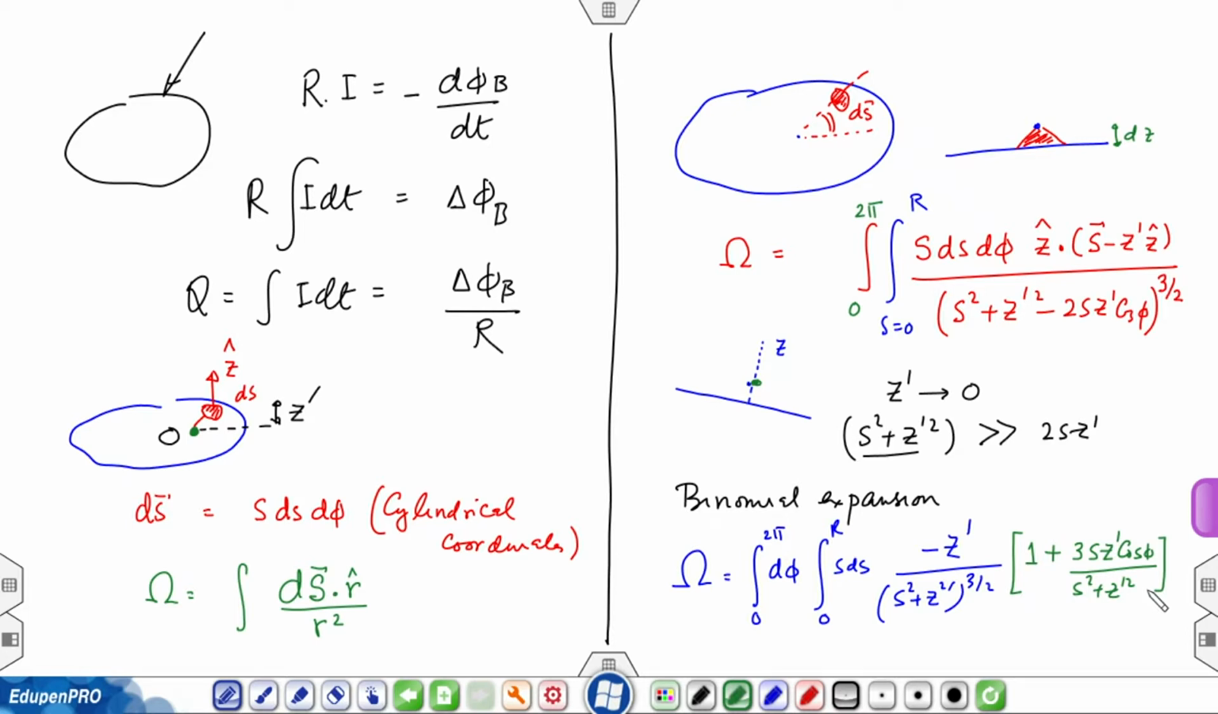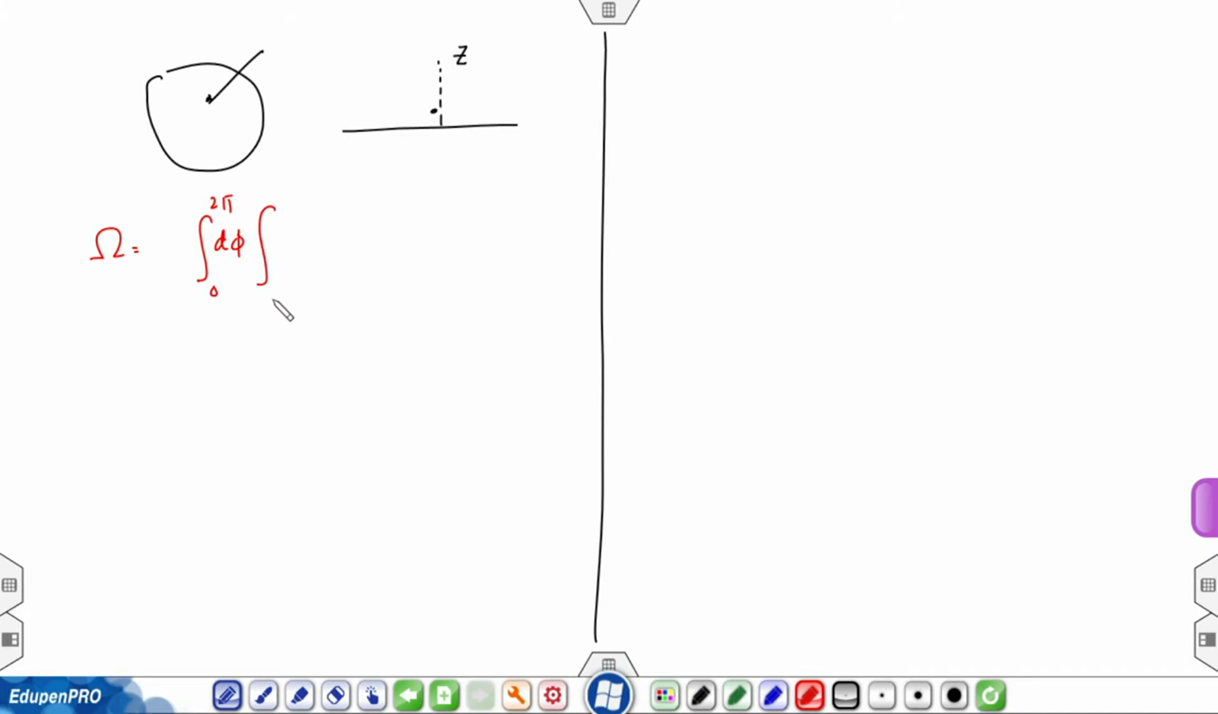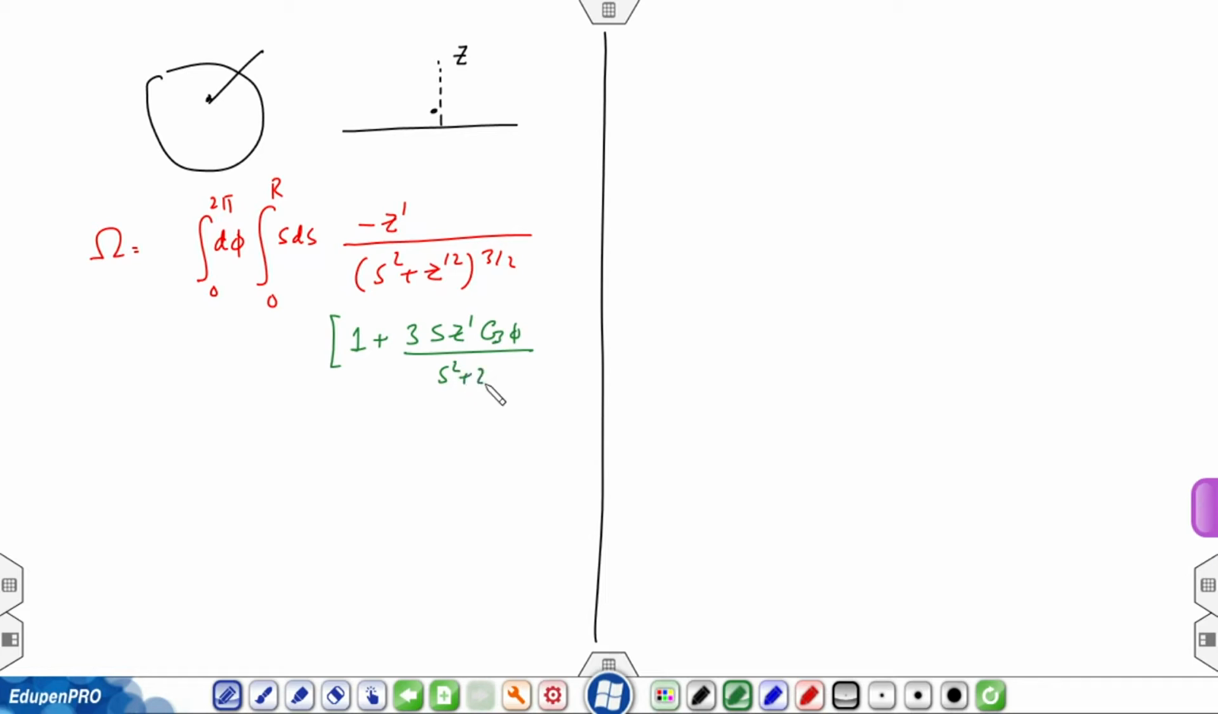So, let us work this out. Remember, what am I working out? Here is this loop, here is this charged particle, a magnetic charge particle coming, right above this, and the perpendicular direction we have taken to be z. So, I am calculating omega to be integration 0 to 2 pi d phi, integration 0 to some radius r, s ds, I have minus z prime divided by s square plus z prime square raised to 3 by 2, times 1 plus 3 s z prime cosine phi over s square plus z prime square.